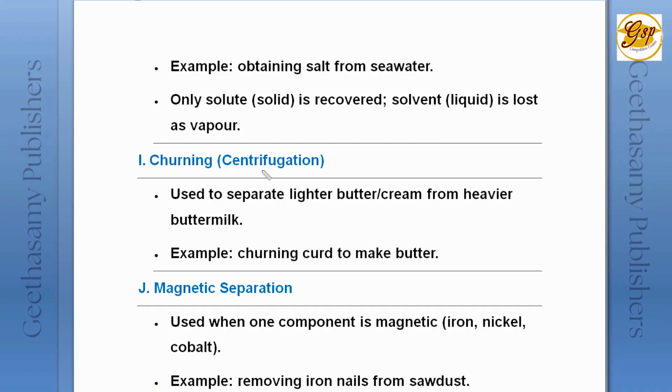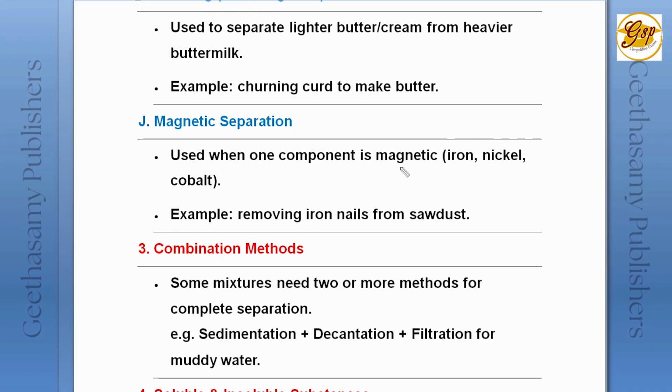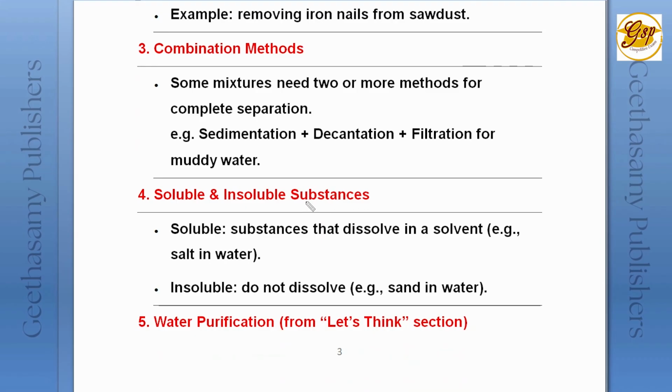Churning, like a centrifuge, is used to separate lighter butter cream from heavier buttermilk. Example, churning curd to make butter. And magnetic separation is used when the component is magnetic, like iron, nickel and cobalt. Example, removing iron nails from sawdust. Then combination of methods: some mixtures need two or three methods to complete separation, that is sedimentation, decantation and filtration of muddy water. Then soluble and insoluble substances. Soluble substances dissolve in the solvent, for example salt in water. Insoluble substances do not dissolve, for example sand in water.